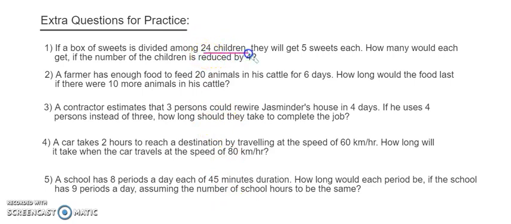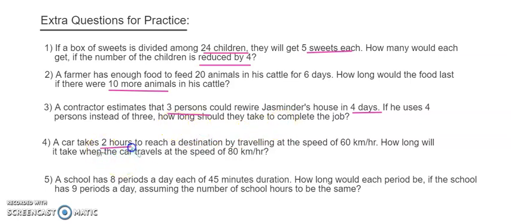24 people, 5 sweets each. If the number of sweets is reduced by 4, then the number of children will increase. Okay. Same way, 20 animals, 6 days. If you increase 10 more, so now there are 30 animals. So how many days is the food going to last? Then 3 people can finish a work in 4 days. If 4 people are used, then how many days will it take?